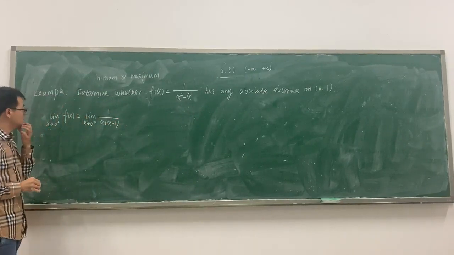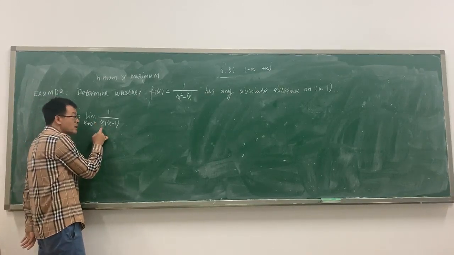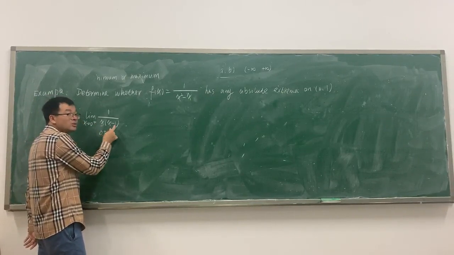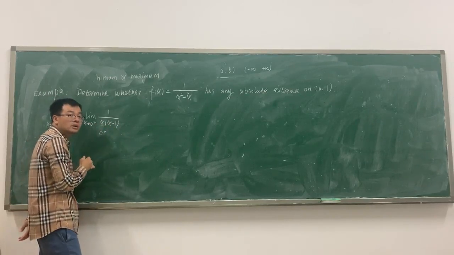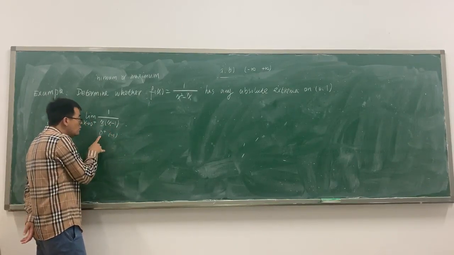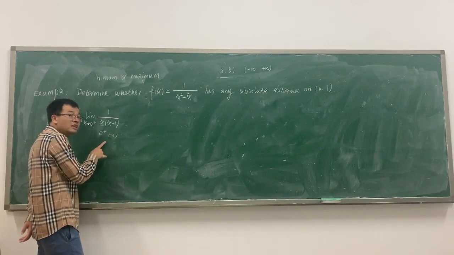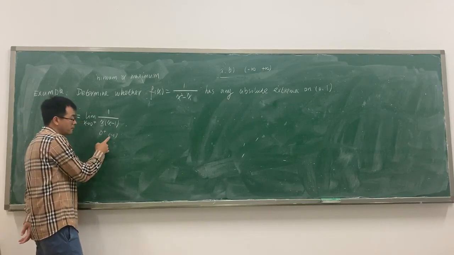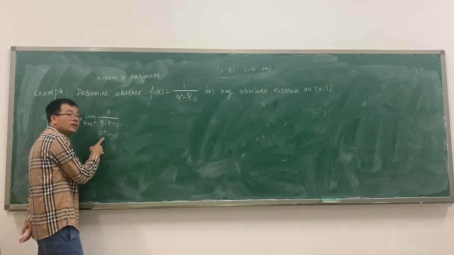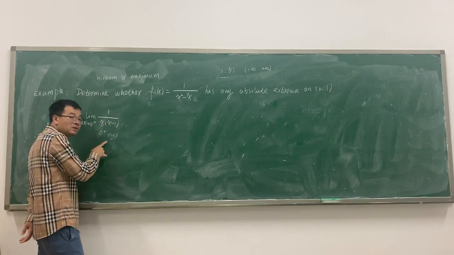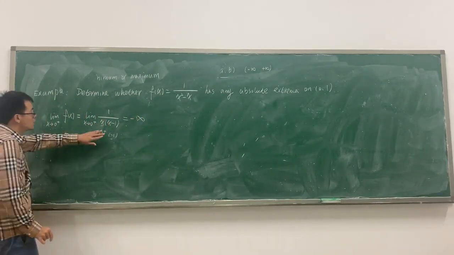So here we can see x approaches 0 from the right. This one approaches 0 from the right. Here x minus 1, when x approaches 0, x minus 1 approaches minus 1. So 0 times minus 1 is 0, so 1 over 0 is plus infinity or minus infinity? Here is a positive times a negative, so of course it is a negative. 1 over negative 0, so here is minus infinity. This is the first one.